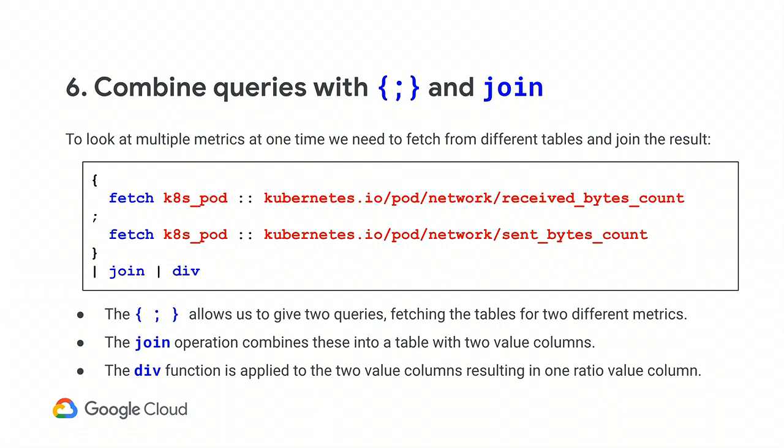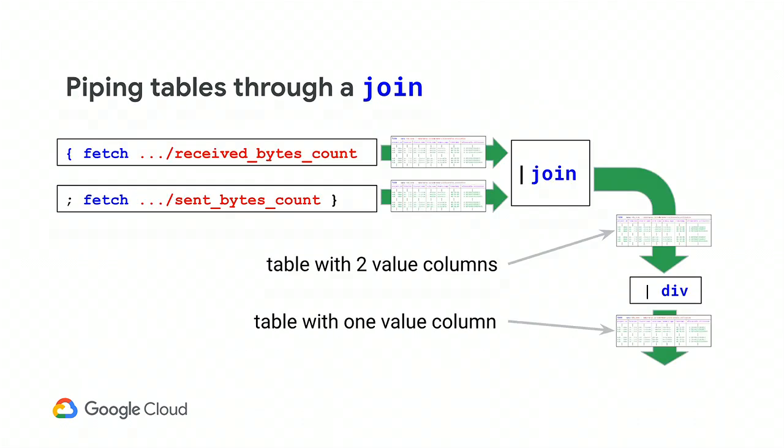So let's look at that in a little more detail. So here's how tables are piped through the join operation. Each of the 2 queries produces a table. Those 2 tables are independently input into the join, which combines the 2 tables into one table with 2 value columns. The div takes that table with 2 value columns, divides the values in the value column to produce a table with 1 value column. So how does the join do that transformation from 2 tables to 1?